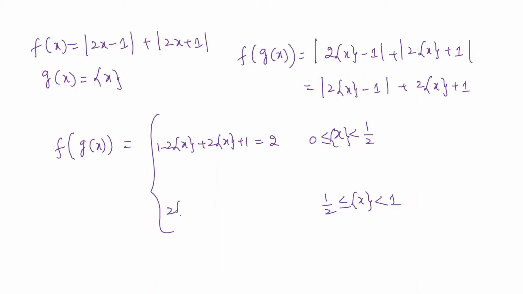So here we are going to get 2 times the fractional part of x minus 1, and the second one will remain the same, 2 times the fractional part of x plus 1. So here we are going to get this one as 4 times the fractional part of x, right? So on simplification, by breaking it at 1 by 2. And why are we breaking it at 1 by 2? Because the property of this modulus changes at 1 by 2. So we are breaking it at 1 by 2, and we got this as our composite function. Okay, so let's see further what we can do with this.